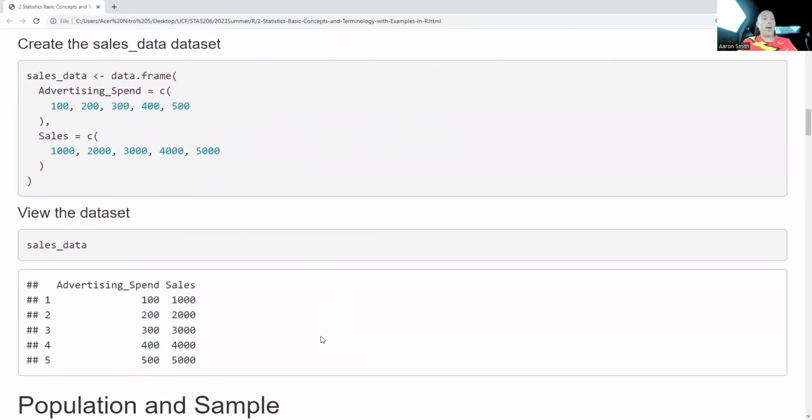And so here we can just look at the data set. And once again, I'm using the data.frame function. I'm assigning with the arrow operation. I'm creating the sales data set. And for each column of data, I have a vector specifying what data values I want to see in there.